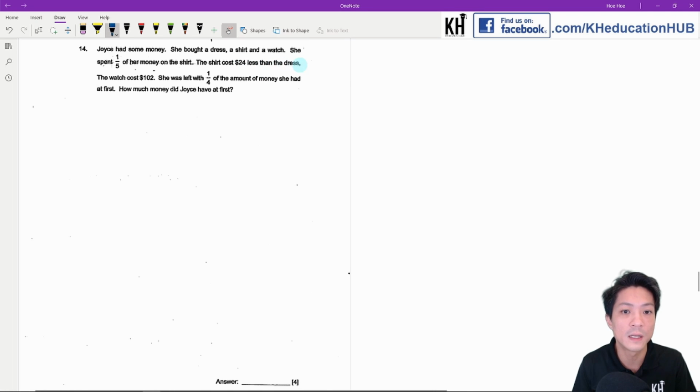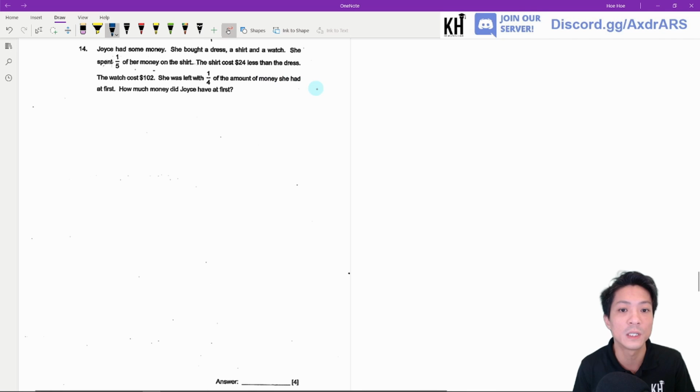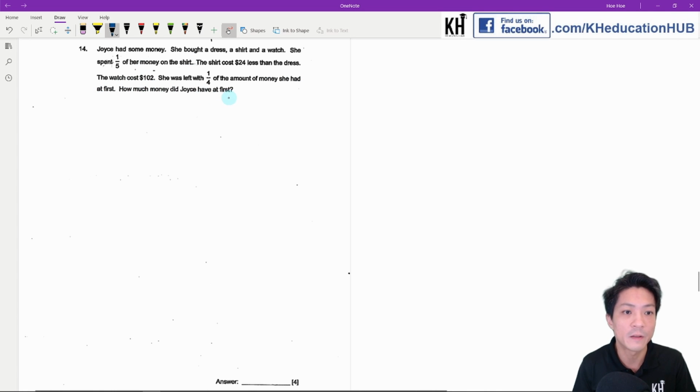$24 less than the dress. The watch cost $102. She was left with a quarter of the amount of money she had at first. How much money did Joyce have at first?